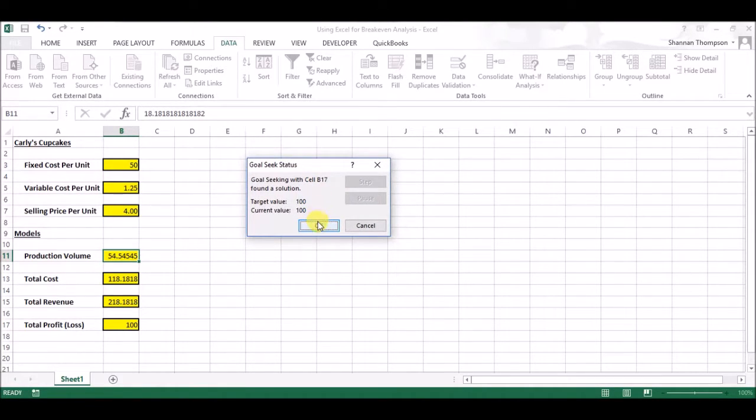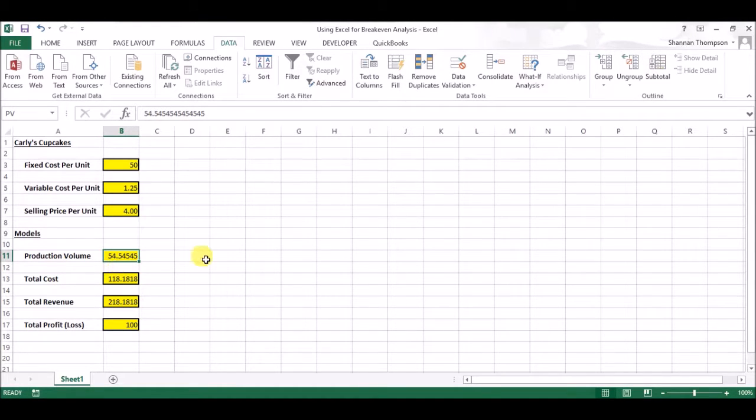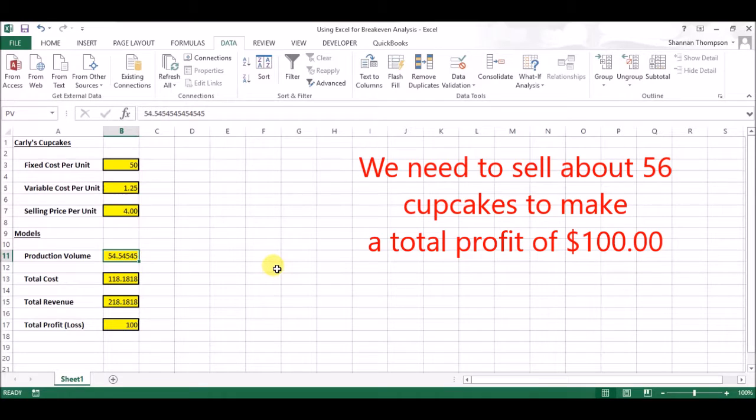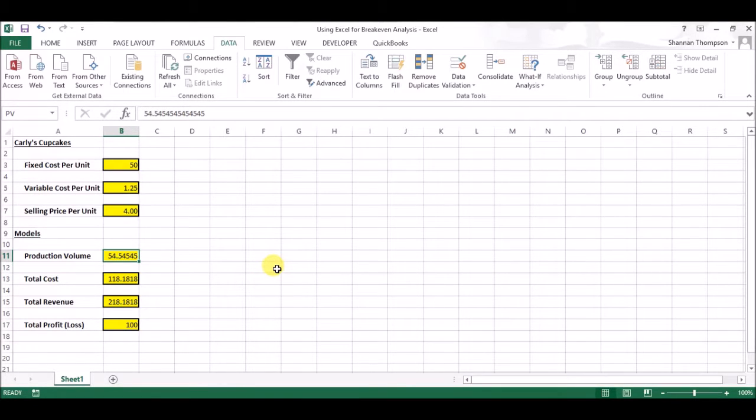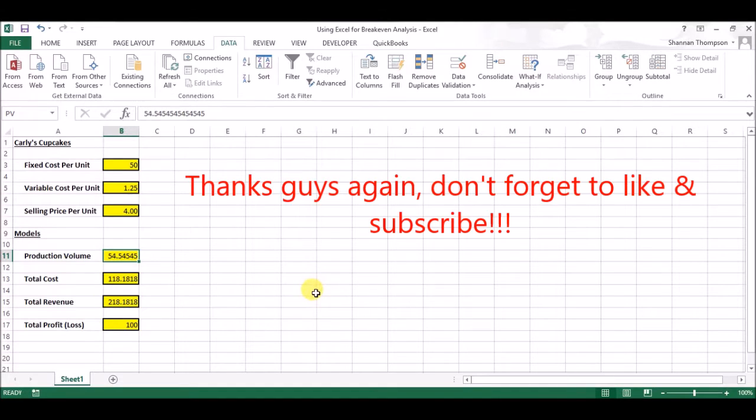As you can see, it got to our target value, and it shows us that we're going to need to sell about 55 cupcakes per day in order to make a profit of $100. So again, this can be used not only for break-even analysis, but for other analysis, like trying to get a target profit or even a target revenue, depending on what you're trying to do at that point in time.